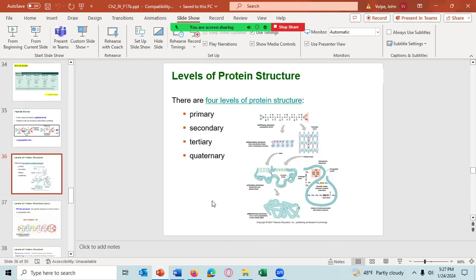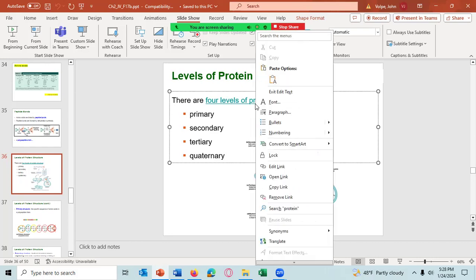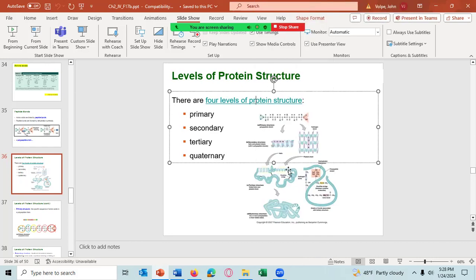Proteins have 4 levels of their structure. There's a primary level, a secondary level, a tertiary level, and a quaternary level. Let's watch a little movie discussing the 4 levels of protein structure.